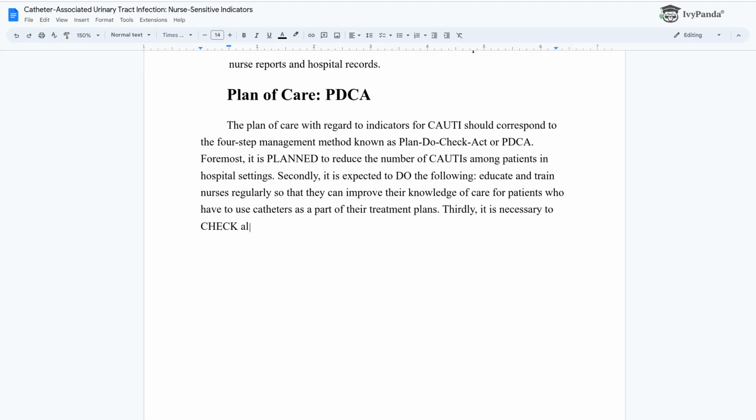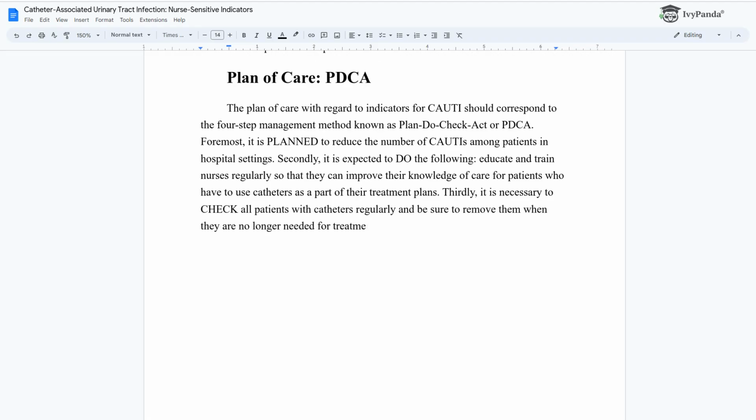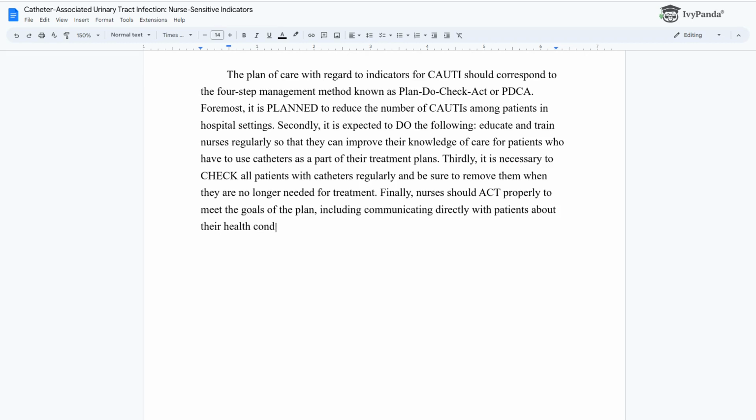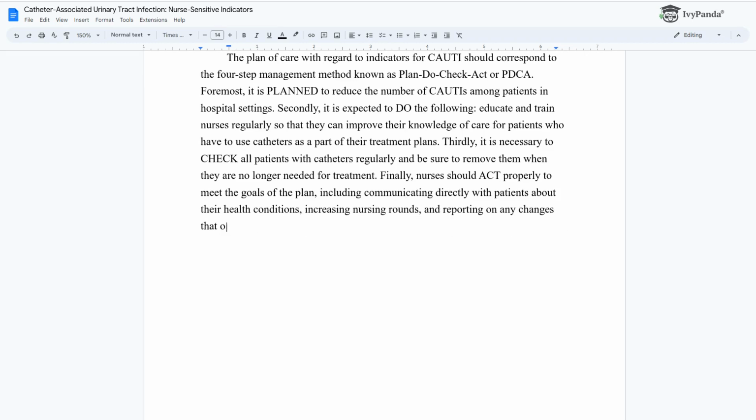Thirdly, it is necessary to check all patients with catheters regularly and be sure to remove them when they are no longer needed for treatment. Finally, nurses should act properly to meet the goals of the plan, including communicating directly with patients about their health conditions, increasing nursing rounds, and reporting on any changes that occur with patients.